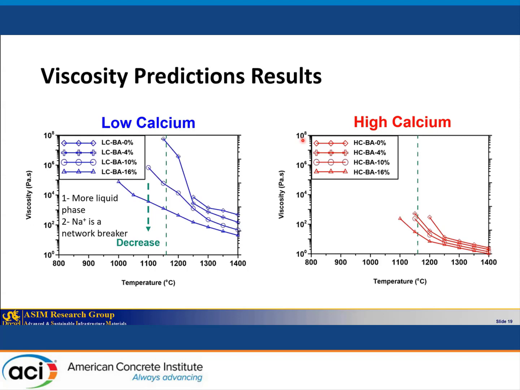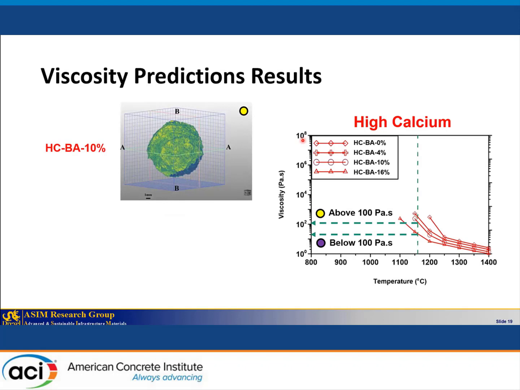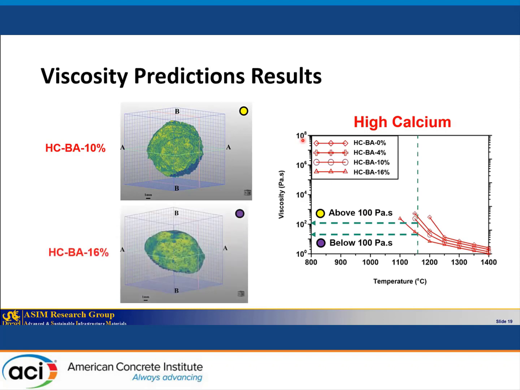The second reason was that NaOH acts as a network breaker in the liquid phase system, so it decreases the viscosity. The other observation for high calcium was that for high calcium 10%, the viscosity stayed above 100 pascal second, but for 16%, it fell below 100 pascal second. And we correlated that with the 3D reconstruction of our material. As you can see, for 10%, the spherical shape was preserved. On the other hand, for high calcium bottom ash with 16% NaOH, the shape changed to an elliptical shape.